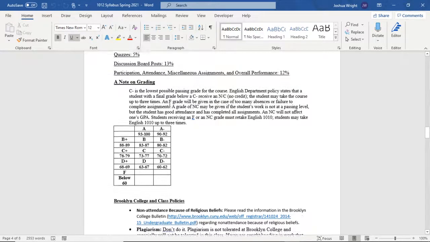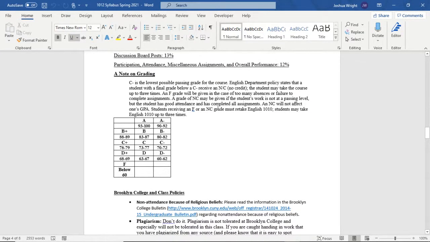C minus, as in English, and a C minus is the lowest possible passing grade for the course. The English department policy states that a student with a final grade below a C minus receives an NC, no credit. If you get that, you can take the course up to 3 times. An F grade will be given if you miss too much class, if you just don't do the work.